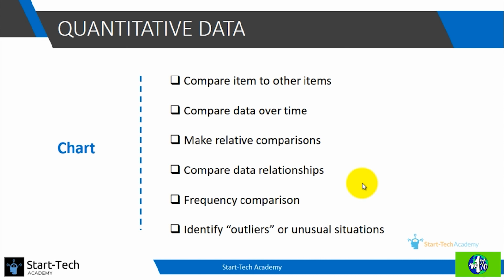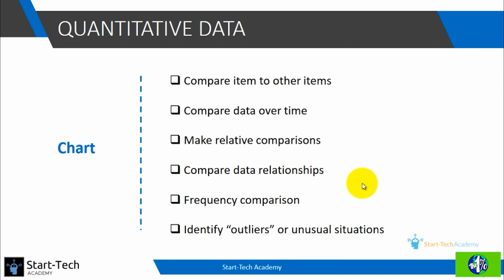The fifth category is frequency comparisons. A common example of frequency comparison can be a histogram displaying how many students have scored between 80 to 100, how many have scored between 60 to 80, and how many of them have scored below 60.